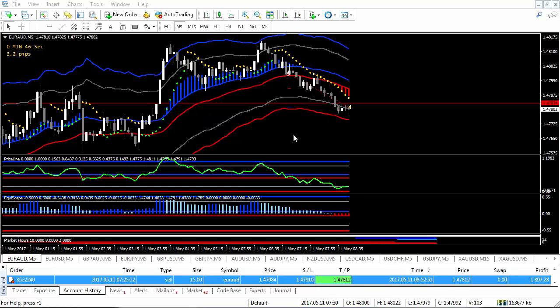Now, this was an equilibrium short trade. It turned out really nice. We waited and we got our profit on this one.